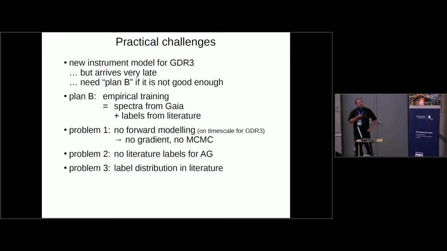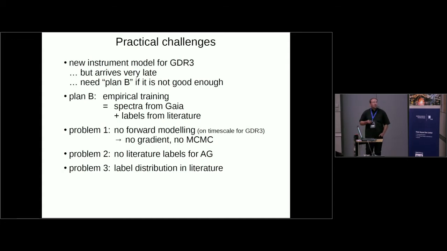So this will mean for DR3, if the instrument model isn't good enough, we will get a new one, but there's no guarantee that it will be good enough. At the moment, it's not good enough. In this case, there will be no gradient method and no MCMC, because we don't have a forward model.